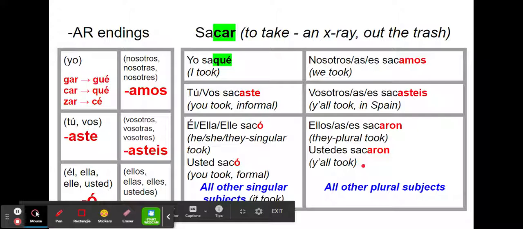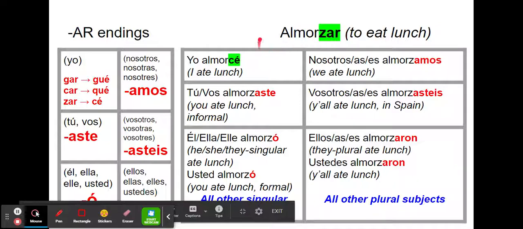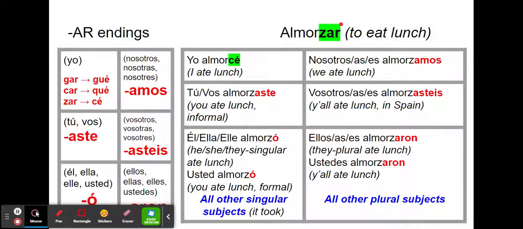Now, let's look at a ZAR verb, such as almorzar. Almorzar means to eat lunch. We take off that ZAR for our yo form, and we look over here, and I see that ZAR should change to CÉ with an accent mark only in the yo form. So yo almorcé is my yo form of almorzar. So yo almorcé would mean I ate lunch. It's in the past and it's the yo form.